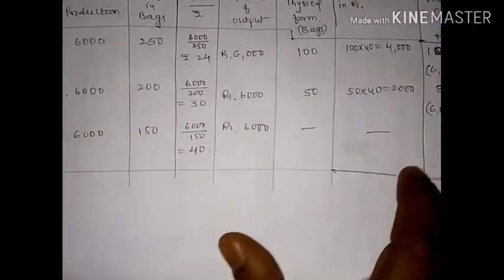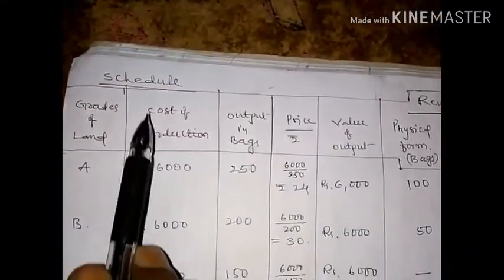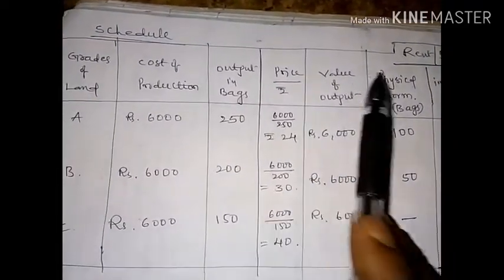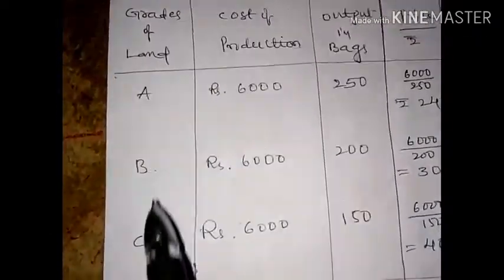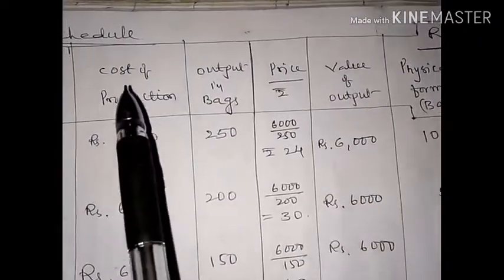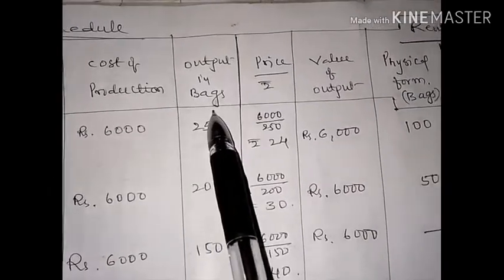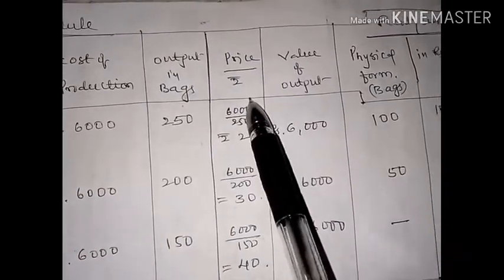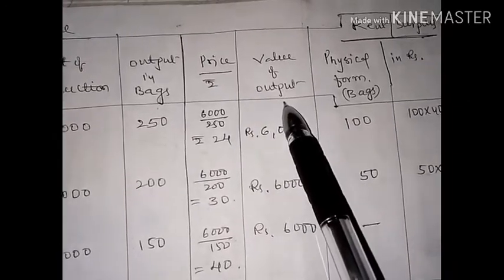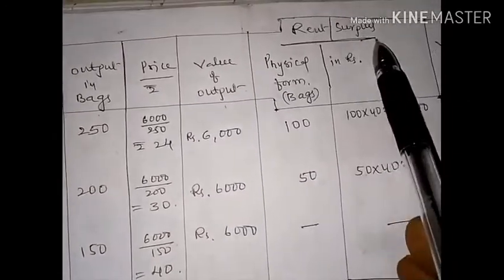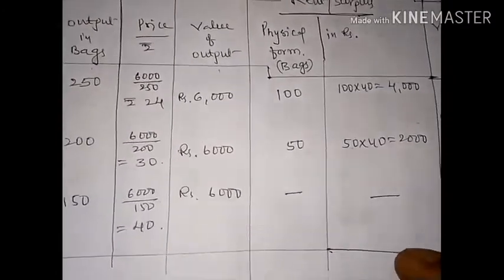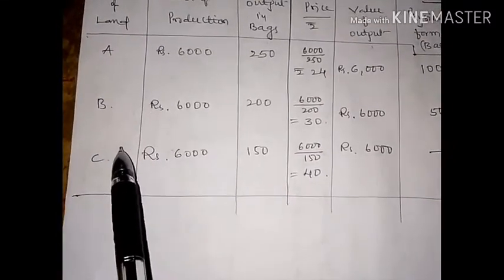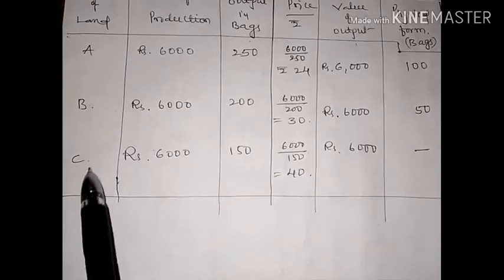Right? Here I have already drawn the table. Here this is the schedule which explains about the Ricardian theory of rent. Here first column shows grades of lands A, B, C. Second column shows cost of production. Third one output in bags. Fourth one price in rupees, and the value of output next column shows. Then other column shows the rent or surplus available in physical form, that means in bags and in terms of rupees. Then here three grade lands are there: A grade, B grade and C grade.